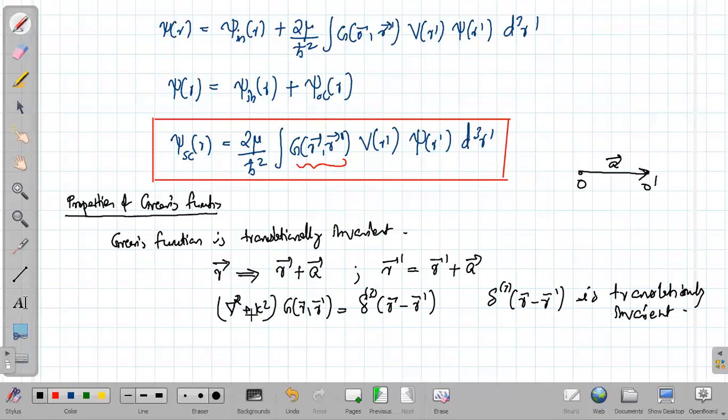Now, what about the left side? The k square is just a constant, which is 2 mu e by h bar square, so it is obviously translation invariant. And what about del square? Whether del square is translation invariant or not is not very easy to prove. So instead of that, what we'll prove is the translation invariance of a derivative. If you look at the derivative d by dx.